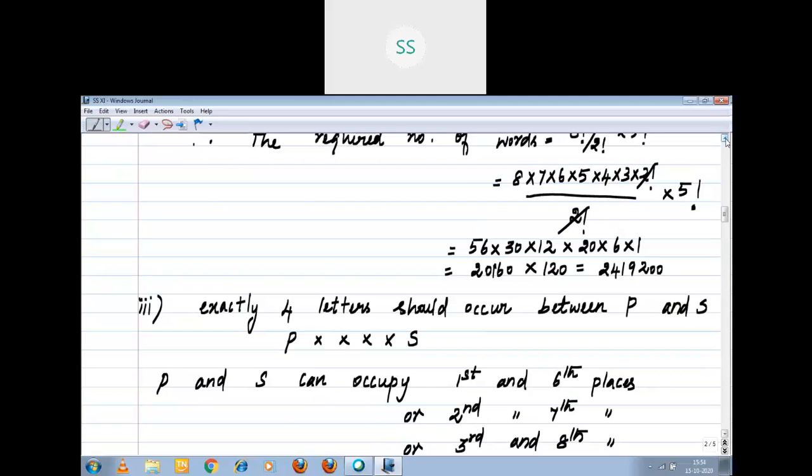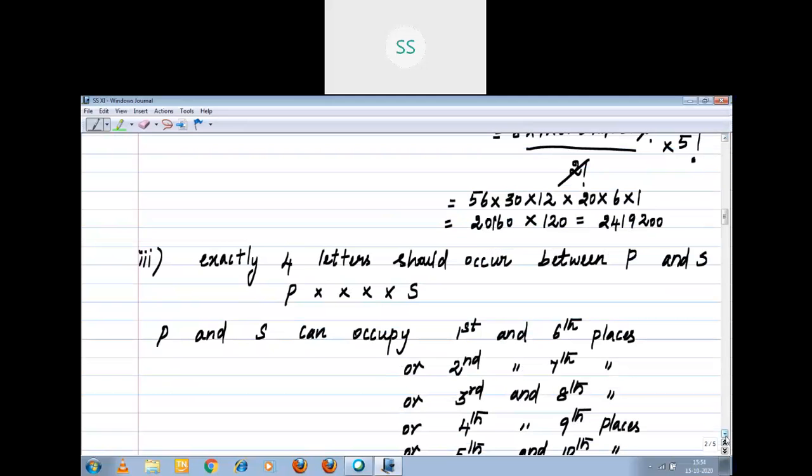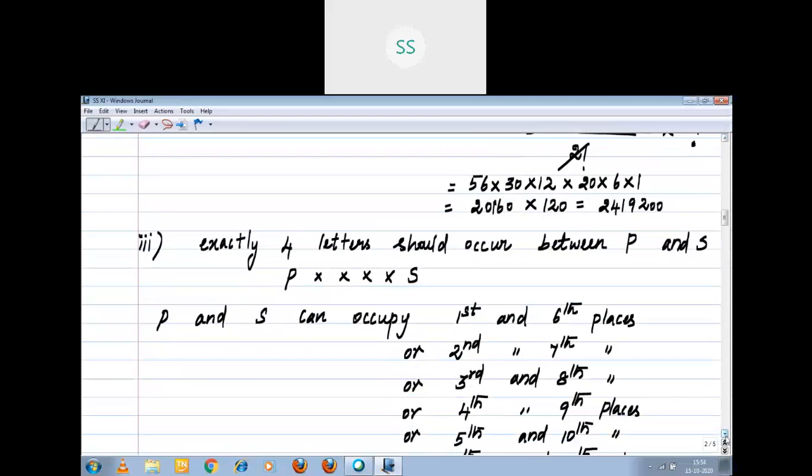The same way these 2 letters are getting 2 ways, right? 2 times, right? P first, P 6th, or S first, S 6th, right? Like that. So how many times P and S can occupy? Again I am repeating the statement. You people listen carefully, children.